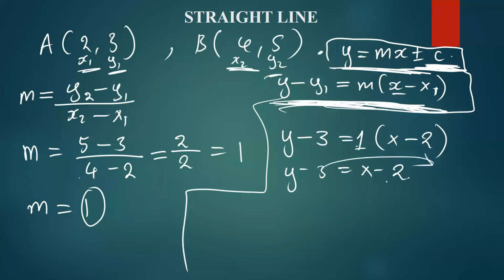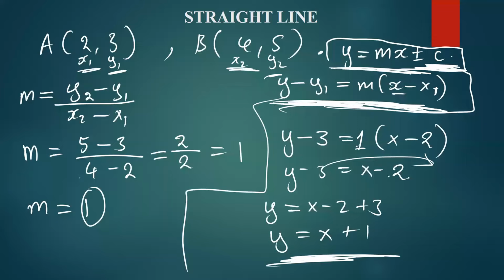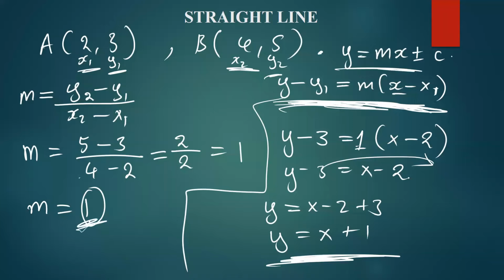We take this to the other side of the equal sign so that we have y equal to x minus 2 plus 3. And this gives us y equals x plus 1 as the line. We can see that this is in the format of our general equation. And we know that the gradient is 1. That's why we have the coefficient of x there as 1, and this is our y-intercept.